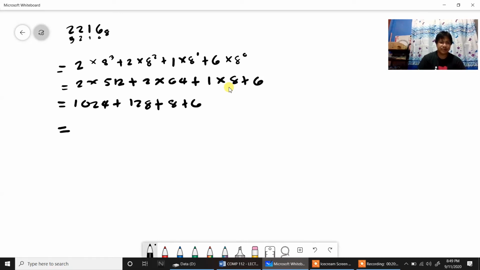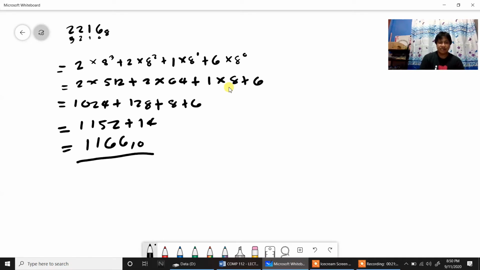Okay, so we will try to add all of them. So 1024 plus 128 is equal to 1152 plus 14. Okay, 14. So 1152 plus 14 is equal to 1166. So that is the decimal value of the base 8.